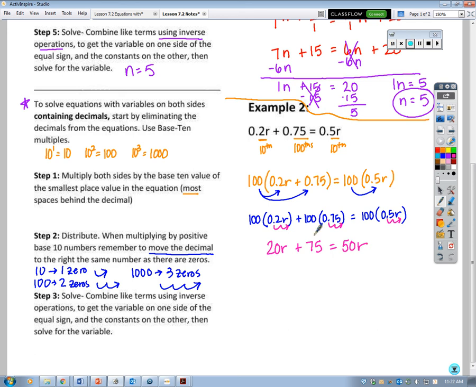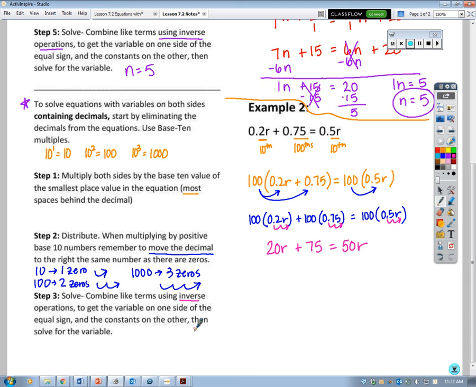So now I've got an equation that's just got variables on both sides. My rational numbers are gone. I don't have any fractions or decimals, and I can just solve for r. So remember that third step is to combine like terms using inverse operations, get the variables on one side of the equal sign and the constants on the other, and then solve for the variable.